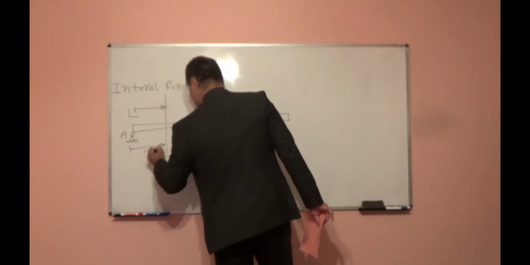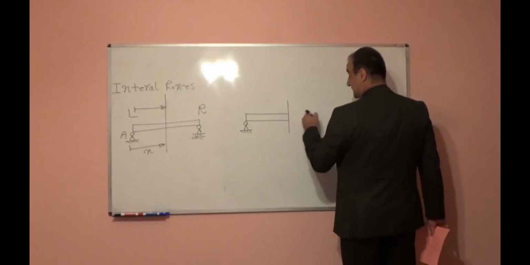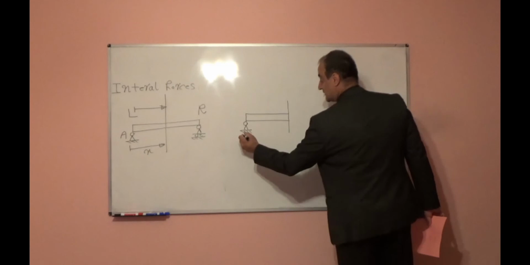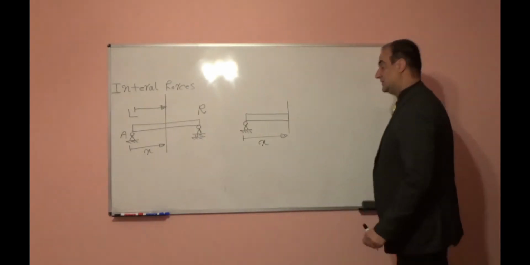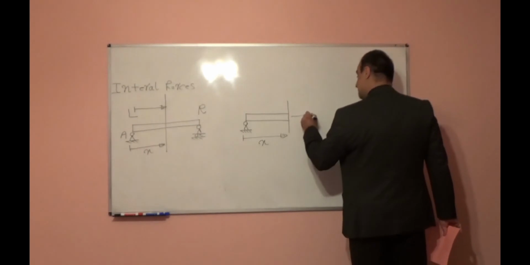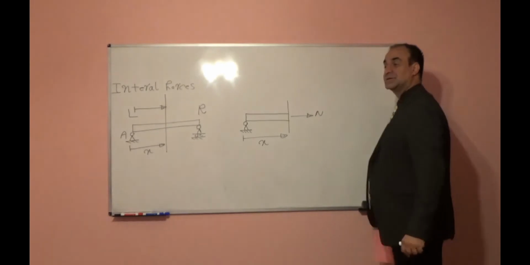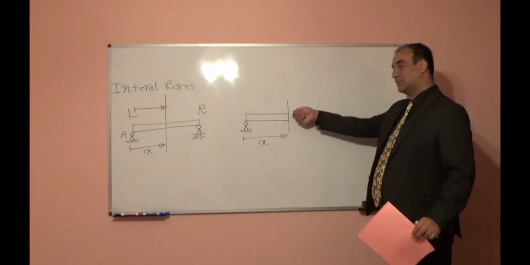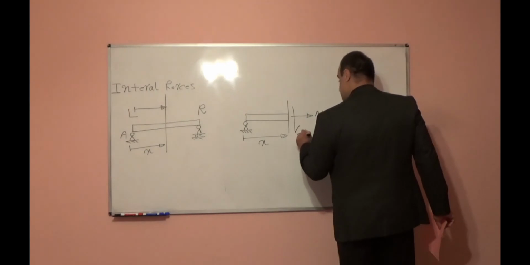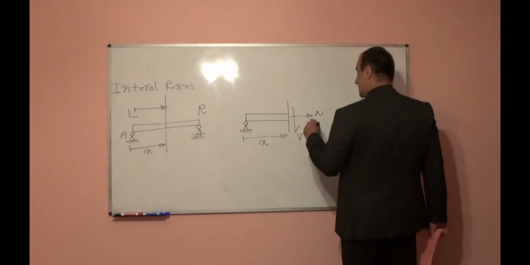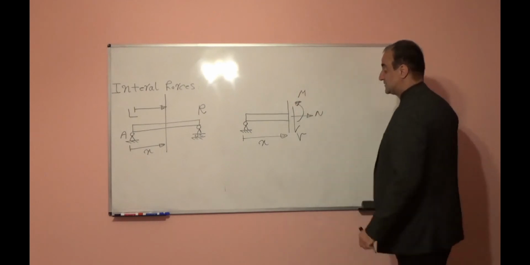I cut in the X distance and I want to see the internal forces' positive direction whenever I take the left side. In that case, axial force in this direction is positive. You see it creates tension in the member, it pulls the member. Shear force in this direction is positive, and bending moment is positive in this direction.